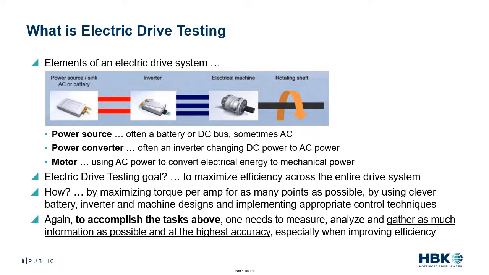But what is the goal? You want to be able to maximize the efficiency across the entire drive system. And you can do that by maximizing torque per amp for as many points as possible by using clever battery techniques, inverter techniques, machine designs, and implementing appropriate control techniques. Again, to accomplish that task, you need to measure, analyze, and gather as much information as possible and at high accuracy, especially when you want to improve efficiency. Seems to be a trend here.